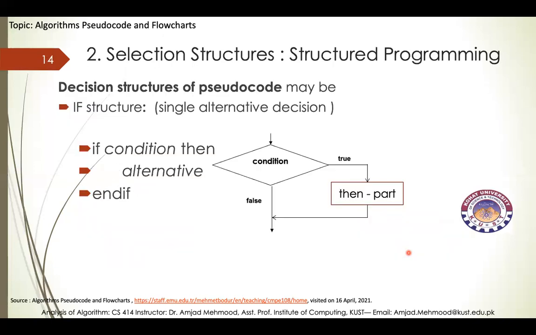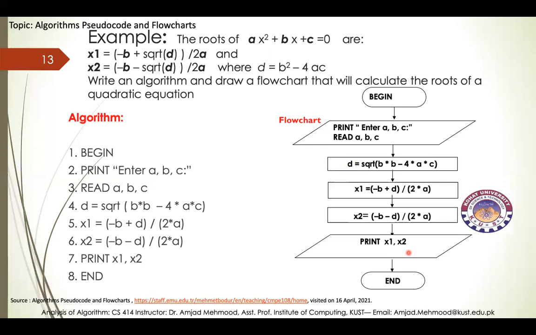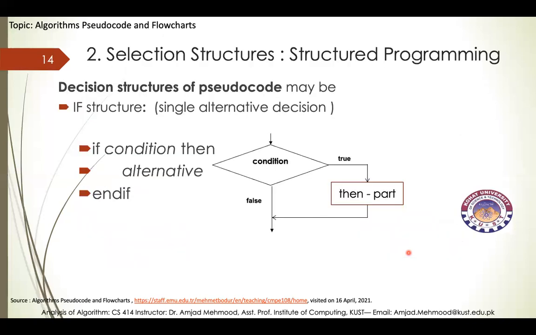Now come to the second. These were the examples of sequence structure. Now come to the second one, that is called selection structure in structured programming. This is the second ingredient of structured programming.